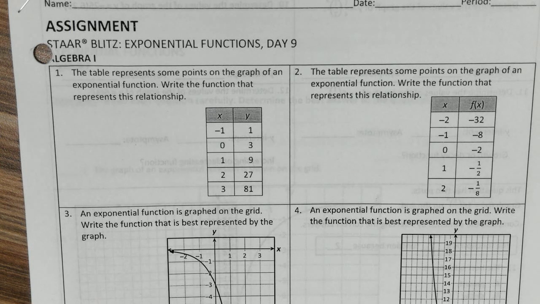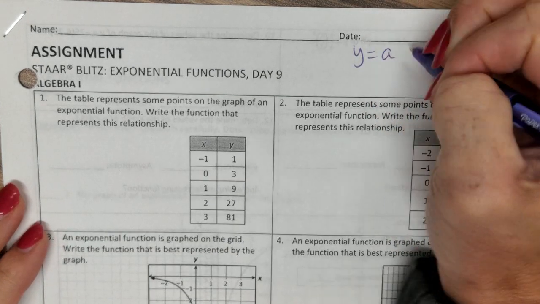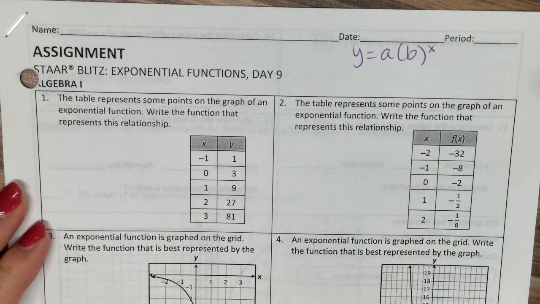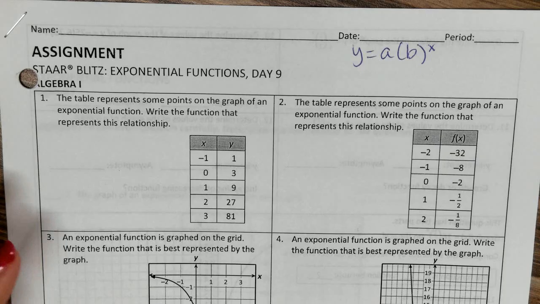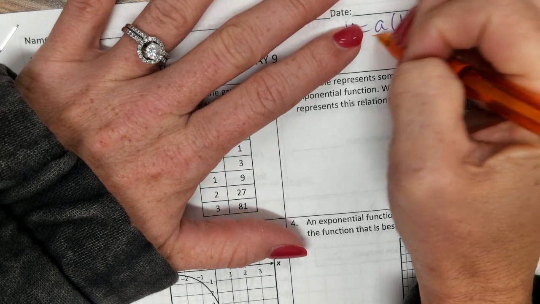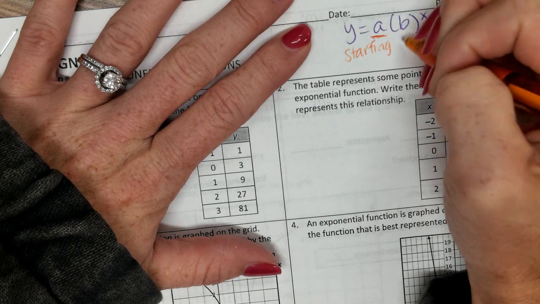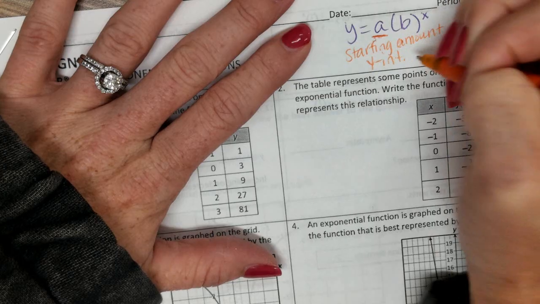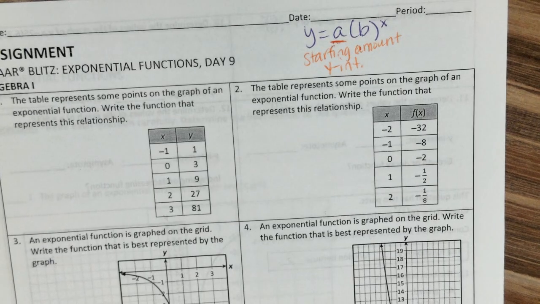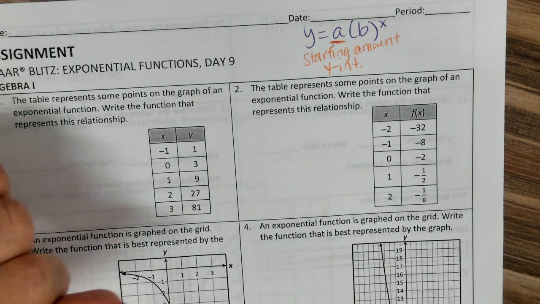Today we're going to go over exponential functions. So at the top of your paper, if you would write y equals a times b to the x power. Okay, who can tell me what the a represents? The starting amount. It is also the y-intercept, because the y-intercept is the starting amount. And you're going to be asked that question a lot on this assignment.